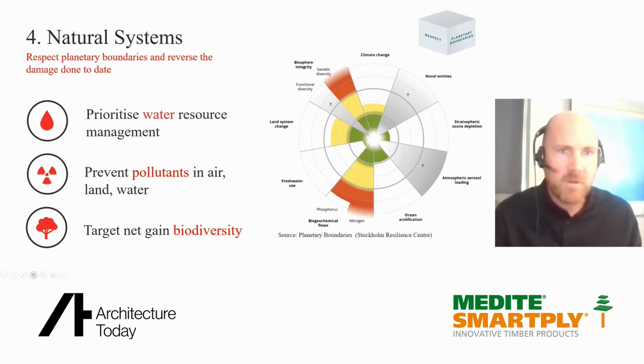And that can come in the form of prioritizing water, but really preventing pollutants in air, land, and water. Those pollutants can come from backup diesel generators, or they can come from refrigerants for cooling systems. These are the types of pollutants that we're looking for. And a large focus in terms of policy at the moment around the EU is on this target of net gain biodiversity, maximizing your biodiversity gain by incorporating landscape and ecology in the early stages of your process.